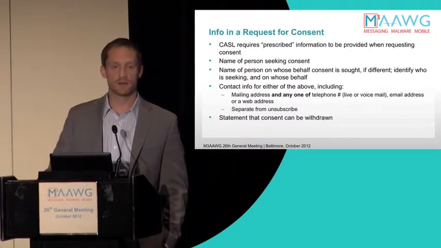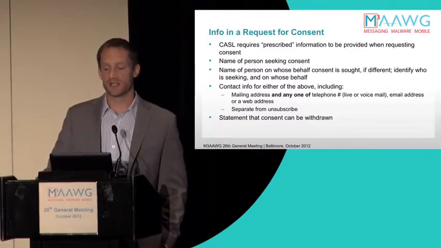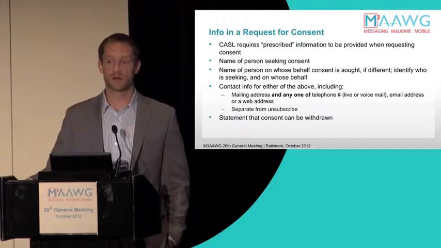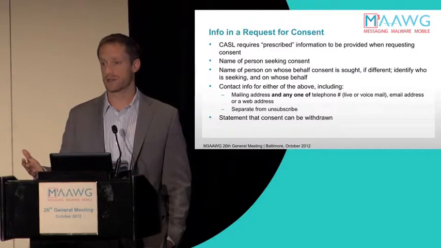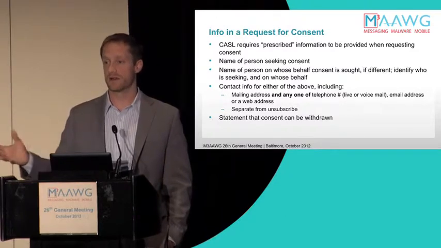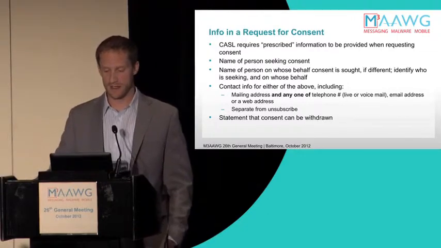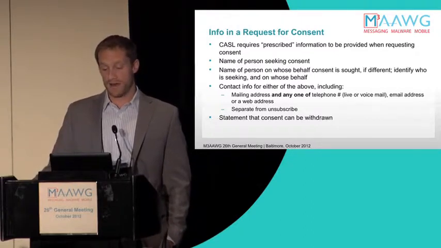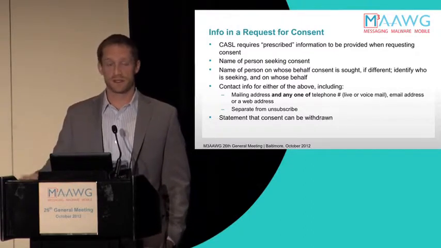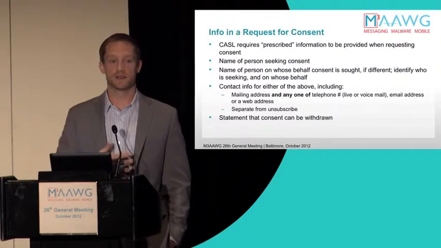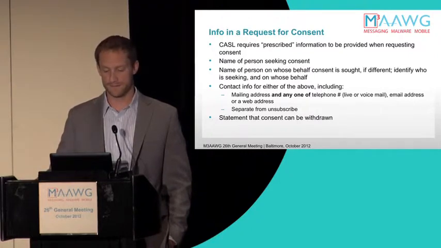So, information in a request for consent. Again, CASL requires that certain prescribed information be provided when we request consent. The regs say that we need the name of the person seeking consent or the name by which a person carries on business. I think what they mean here is if you have a numbered company, we'll then use the name by which a consumer might actually be familiar with you, or the name that you use to carry on business. The name of the person on whose behalf consent is sought, if different. If we're seeking consent on behalf of another party, we identify who they are. We also identify who's seeking consent and on whose behalf consent is sought.